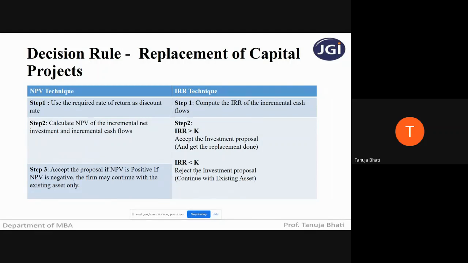So these are the two techniques. Whichever you want to use, you'll use in the exam. NPV technique, IRR technique. Okay. Based on these steps, you will at last come to know whether the replacement decision is to be in favor or not in favor.